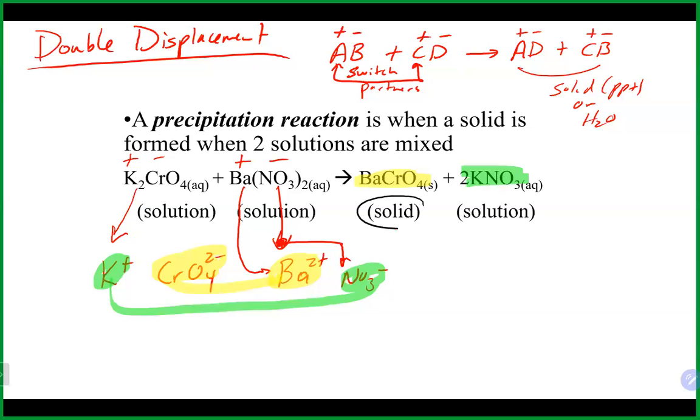So we get this solid that is formed, and that is a precipitate, which is sometimes abbreviated as PPT. And that is why, more specifically, this reaction is classified as a precipitation reaction, because a solid is formed, but it is ultimately still a double displacement reaction that's happening. Yeah, question.